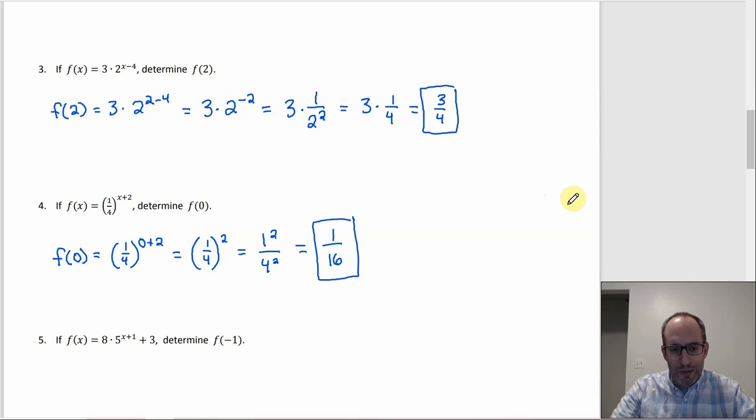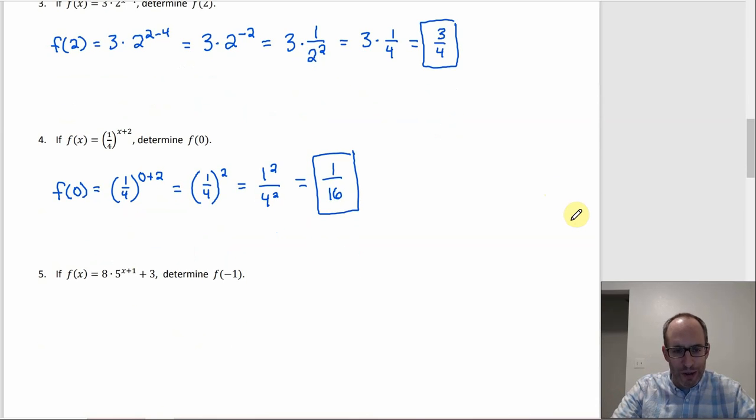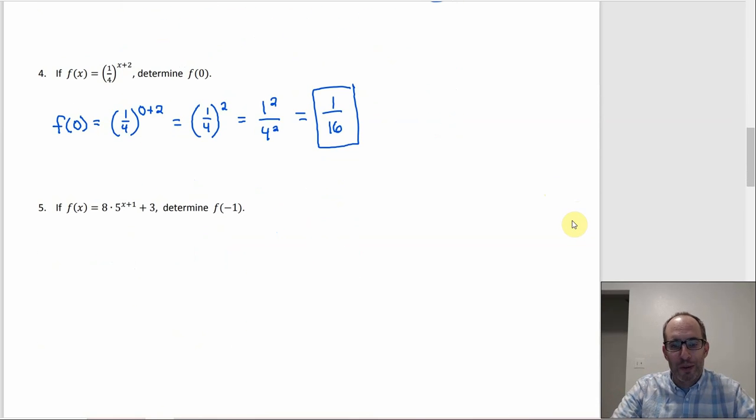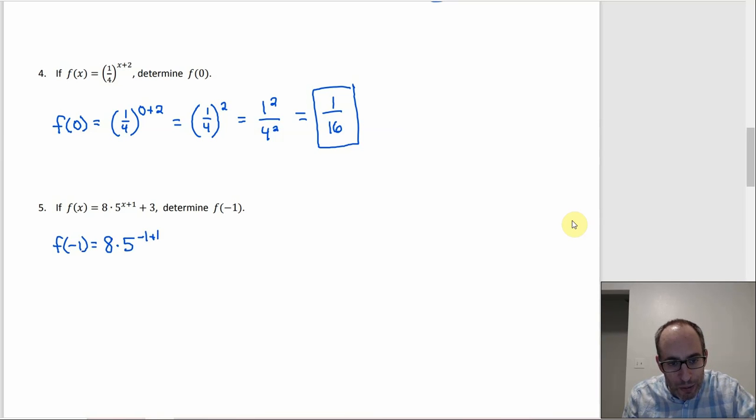And then the last one, where it looks like we got an awful lot going on, but the fact that we're going to evaluate the function at -1 is really going to shorten this up. Because we're going to have f of -1, which will be 8 times 5 raised to the power of -1 plus 1. Then we've got a plus 3. But -1 plus 1 is 0. So this is 8 times 5 to the 0 plus 3.